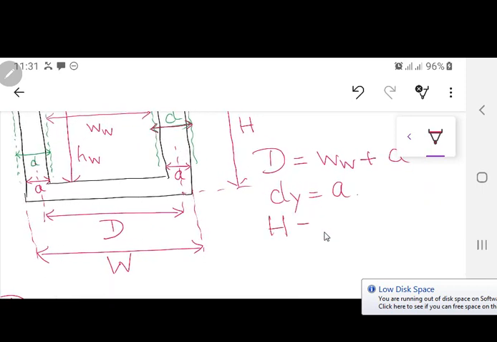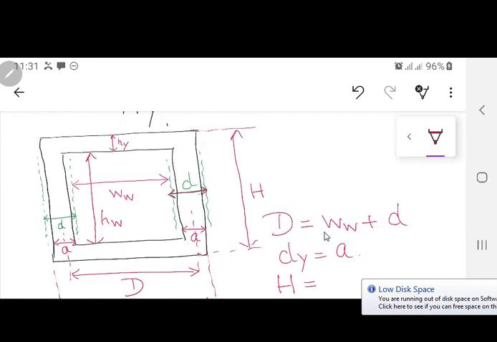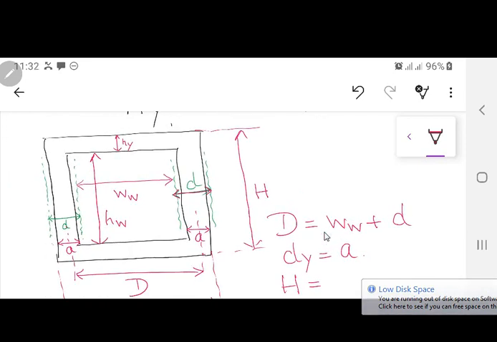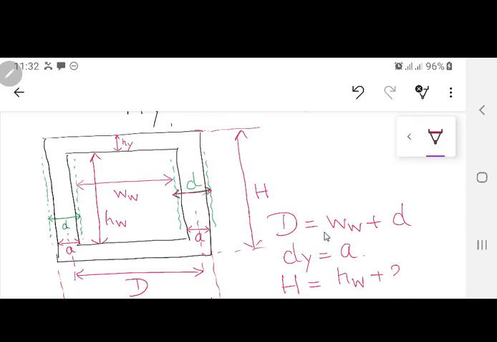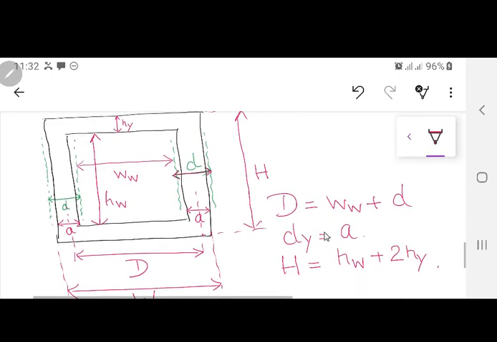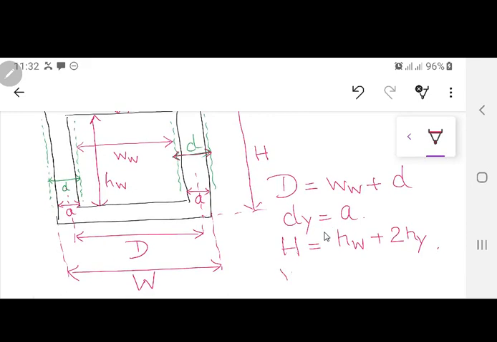What is H equal to, G? Is H equal to height of the window plus 2 times HY. Okay? HY is the yoke, and then this is H, and the W, the capital W, the width, what is it equal to? D plus A. Okay, because this is physically, okay, the physical dimensions that we have.